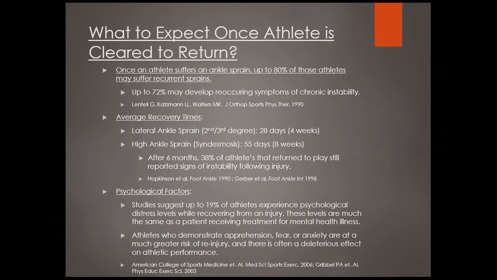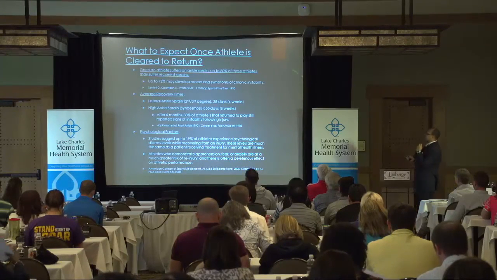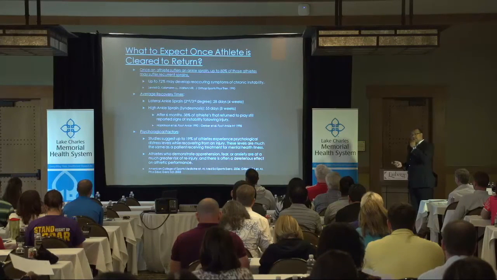So what does the evidence say? What does the literature say? Well, once an athlete suffers an ankle sprain, up to 80%, 8 out of 10 athletes, can still suffer from recurrent sprains, and up to 72% may develop recurring symptoms of chronic instability. Average recovery times. That is the most common question we get. Doc, you gave me a diagnosis. When am I going to be back?